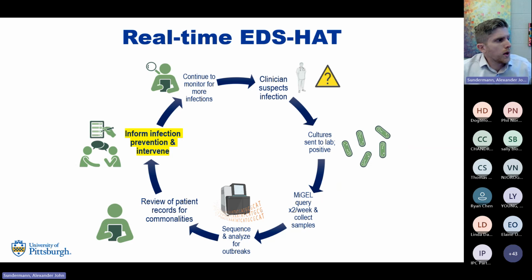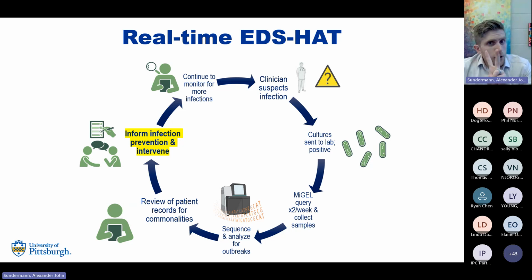So every single week, when our clinicians suspected an infection, as routine, they would send samples down to the lab twice per week. We would go down to the clinical lab, collect them, bring them to our research lab, sequence them, and analyze for outbreaks. And my job would be to review those records for commonalities of what could be causing these outbreaks or how they could be transmitting. From there, what's different now each week, I would work with our infection prevention team, make interventions, track the interventions of what we're doing, when we're doing it, and continue to monitor for more infections downstream.